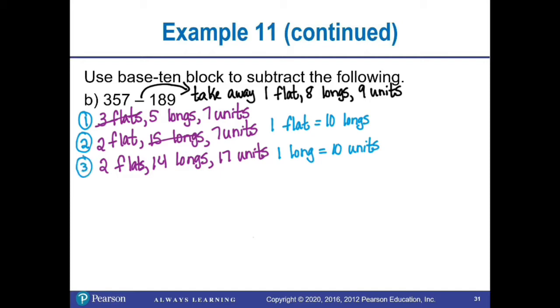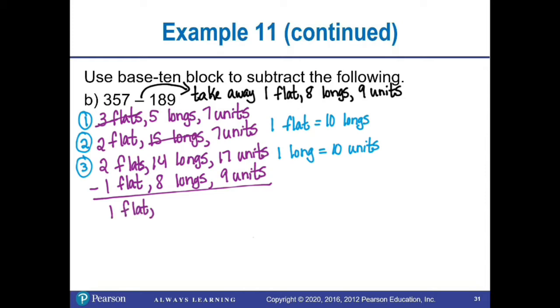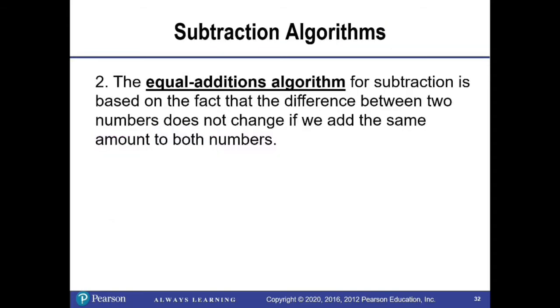Now I'm ready to subtract. So I can take away 1 flat, 8 longs, and 9 units. 2 minus 1 is 1 flat. 14 minus 8 is 6 longs. And 17 minus 9 gives me 8 units. Our flats represent hundreds. We have 100. Our longs represent our tens place. And our units represent our ones place. So 168.